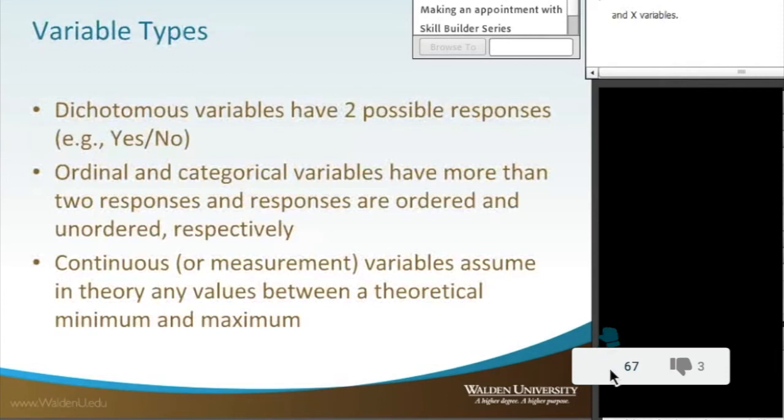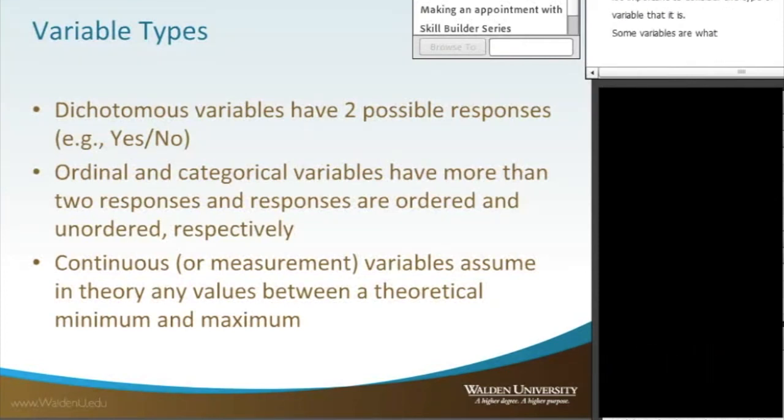Also, when we talk about variable types, it's important to consider the type of variable that it is. Some variables are what we call dichotomous variables, meaning there are two responses, yes and no. Why am I bringing this up? Because sometimes in your data sets, they'll be coded as, maybe, 1 for yes, 2 for no. But again, those numbers are simply codes. They're not truly quantitative variables. They're just literally symbols for what you're doing.